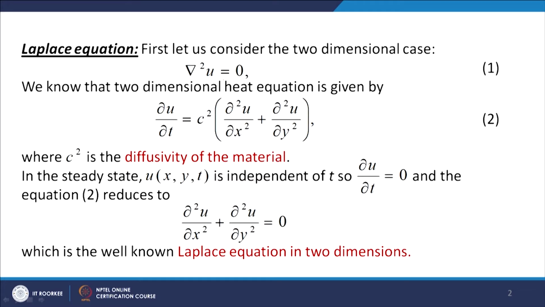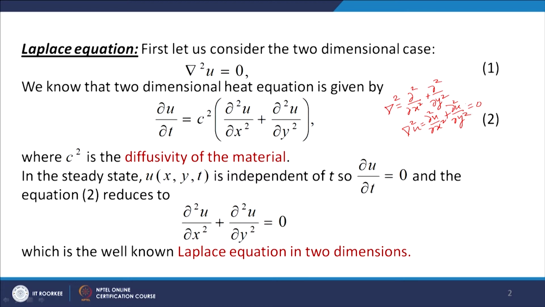Del square is the Laplacian operator, defined in the two-dimensional case as del square over del x square plus del square over del y square. So, del square u is equal to del square u over del x square plus del square u over del y square. Del square u equal to 0 gives us the two-dimensional Laplace equation, and this occurs, for example, in the case of the two-dimensional heat equation.